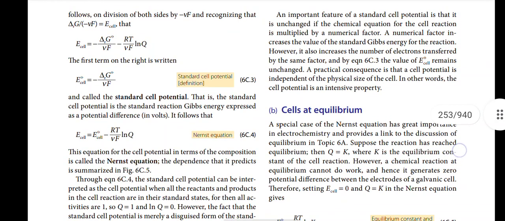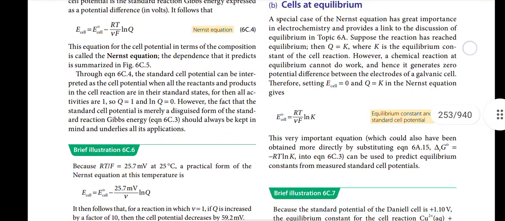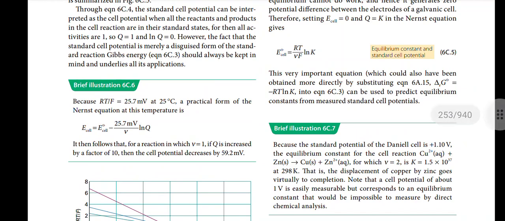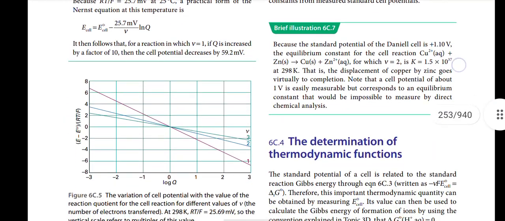Through equation 6C.4, the standard cell potential can be interpreted as the cell potential when all the reactants and products in the cell reaction are in their standard states. For them, all activities are 1, so Q is equal to 1 and ln Q is equal to 0. However, the fact that the standard cell potential is merely a disguised form of the standard reaction Gibbs energy should always be kept in mind and underlies all its applications.